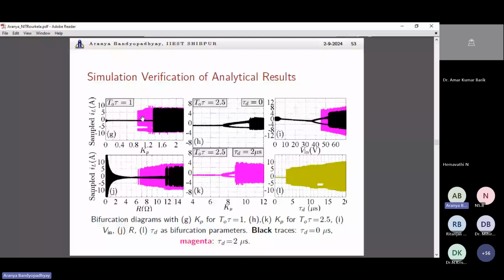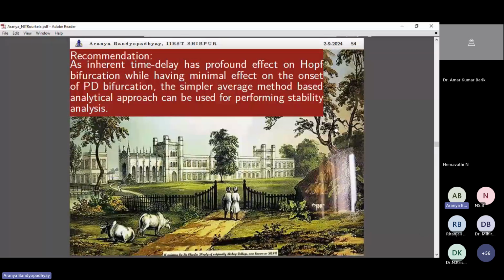But for the onset of period doubling bifurcation, you can clearly see that it is more or less similar. But in that case also, the transition from period 2 to chaotic behavior is occurring at a much earlier stage. So we can make a recommendation at this stage based on the rigorous analysis that I have done on your behalf for the scientific community, as each of our individual responsibility, of course.